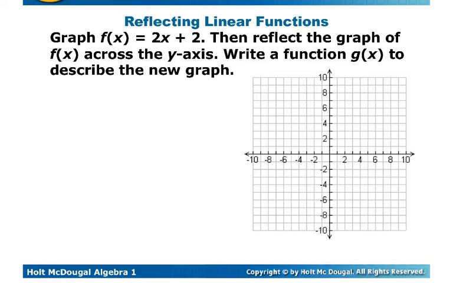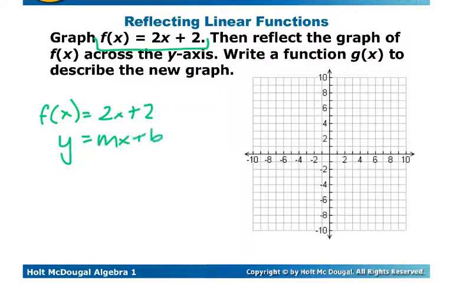Alright, so the next one here, they want you to take f of x, which is 2x plus 2, and reflect it across the y-axis. So if f of x equals 2x plus 2, that means that our slope is 2 and our intercept is b. So if our slope is 2, it's 2 over 1, and our intercept is 2, meaning 0, 2. So we start at 2, and then we move our slope. It does go backwards in that same direction as well, so it makes a straight line.